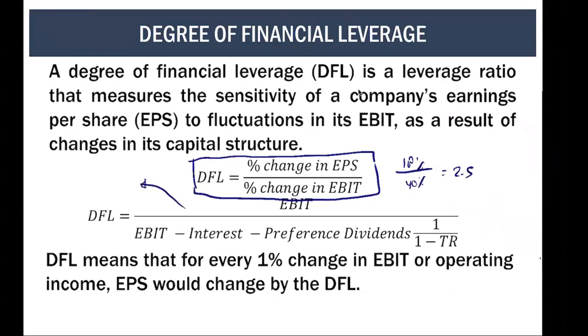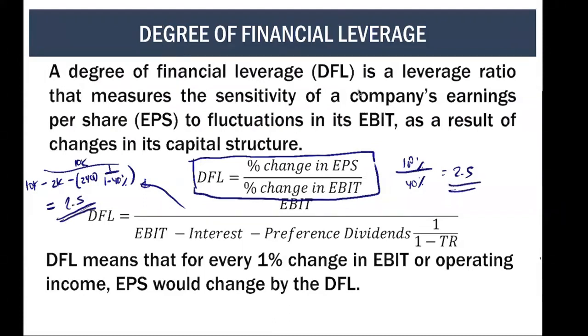So we use the second formula. EBIT is 10,000 divided by EBIT less the interest, 2,000 a while back. Preference dividends is 24 multiplied by 1 less 40% tax rate. How much is that? So we will still get 2.5.